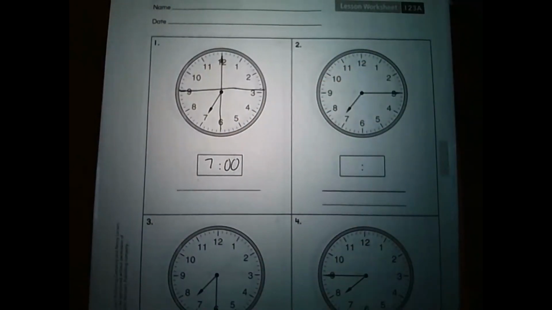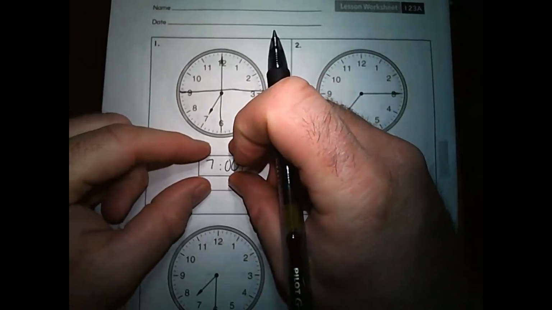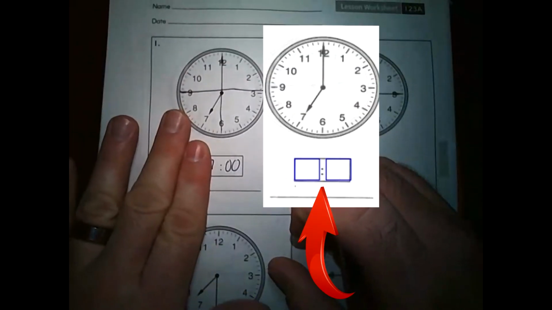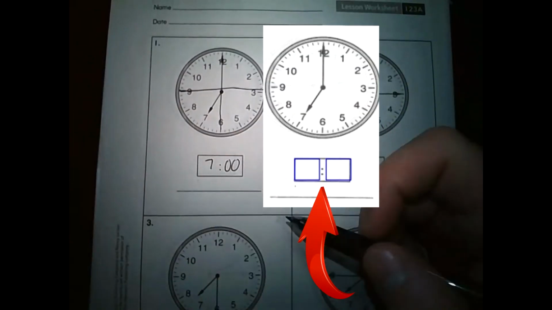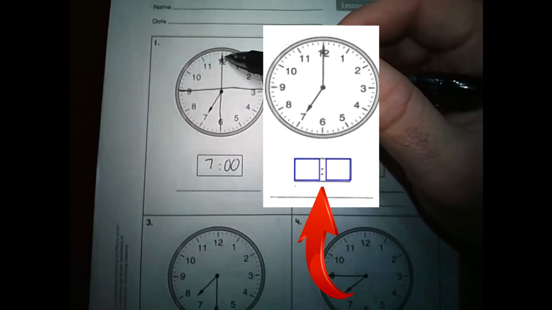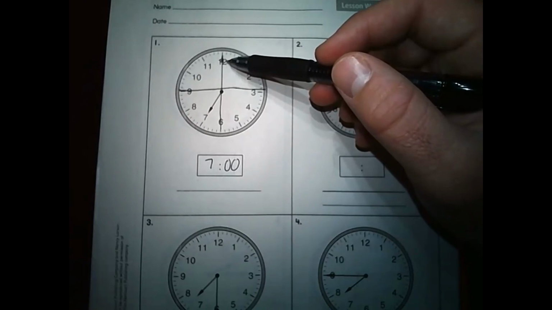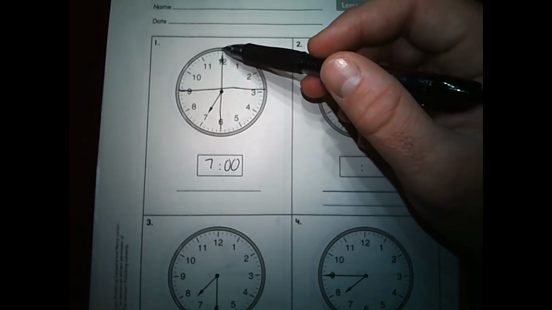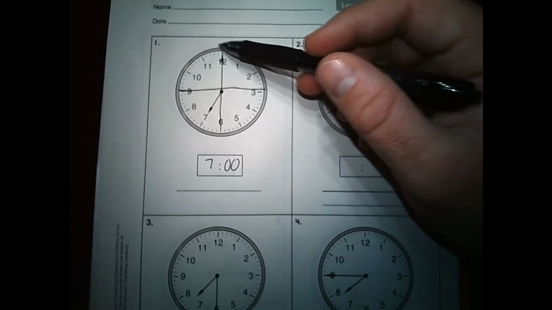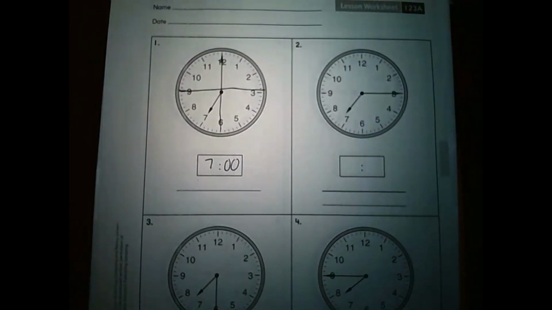Okay. And if you're doing this in Google Classroom, you'll notice there are 2 boxes. You're going to write the hour in one box and the minute in the other. Okay. I know that our minute hand is pointing at the 12, but that does not mean that that is 12. Okay. It is the start of a new hour, and at the top of the clock, it is always 0, 0. Okay.